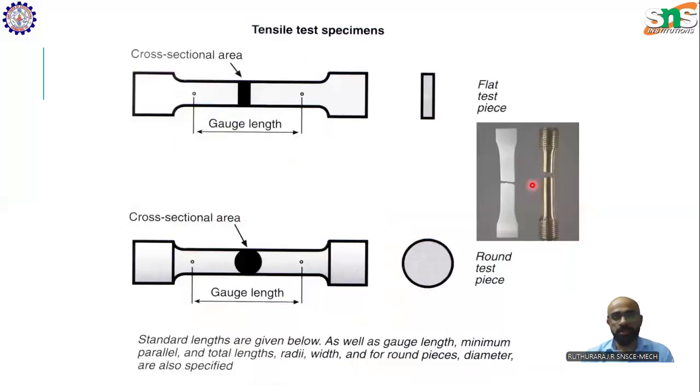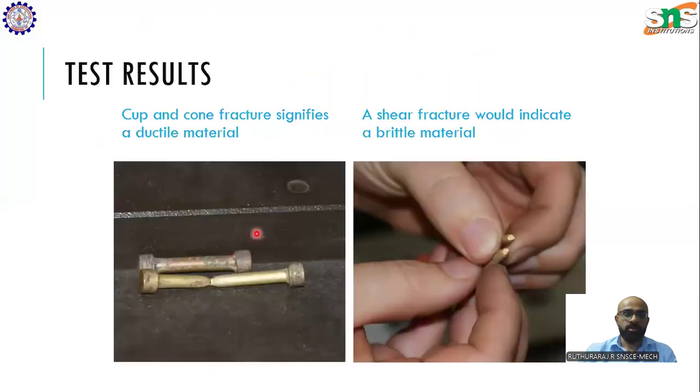So how are the specimens prepared? There are two types of specimens that can be used. One is a flat specimen and another one is a round specimen. As you can see here, the gauge length is similar for both these materials, but one will be of a rectangular cross section and another one will be of a round cross section. This will be your cylinder and this will be your flat piece. Both these things can be used.